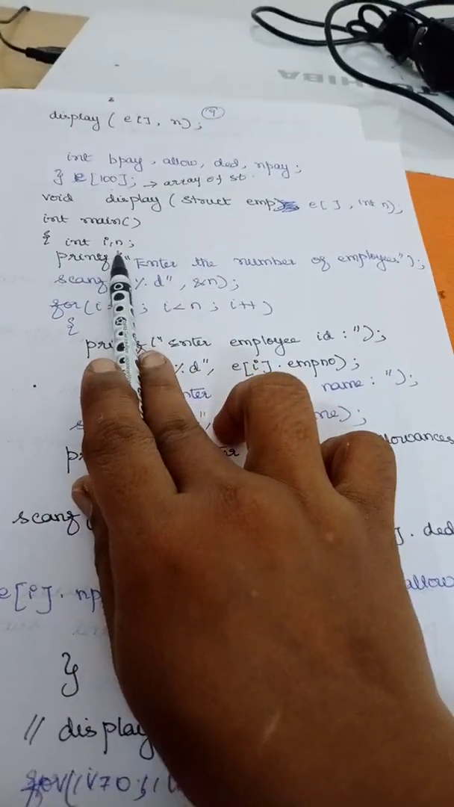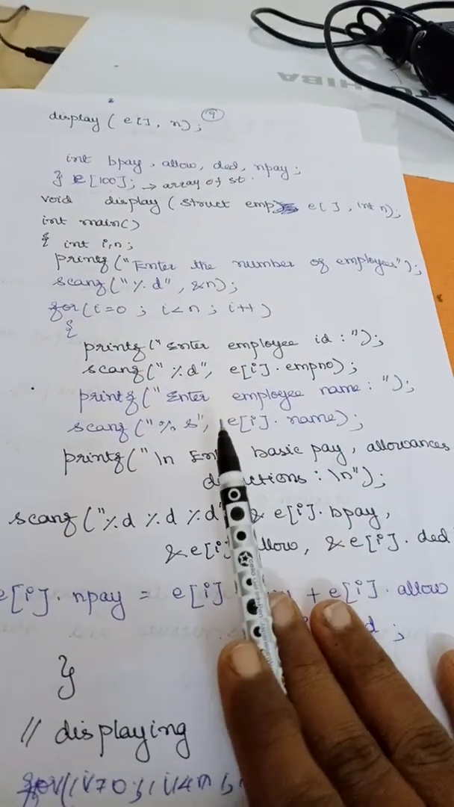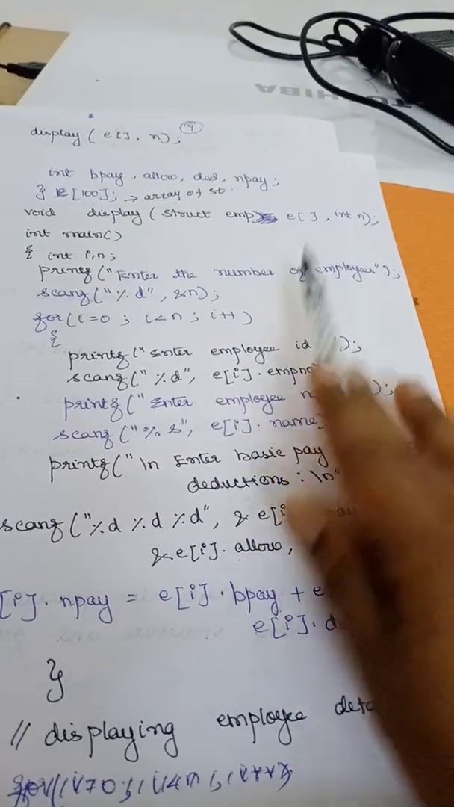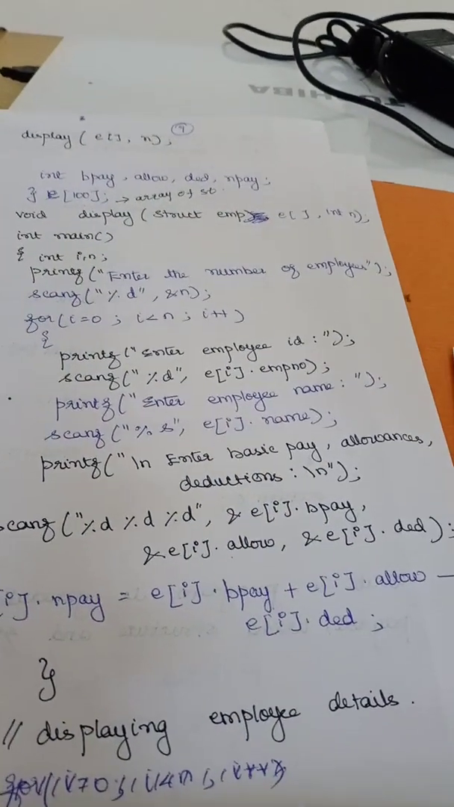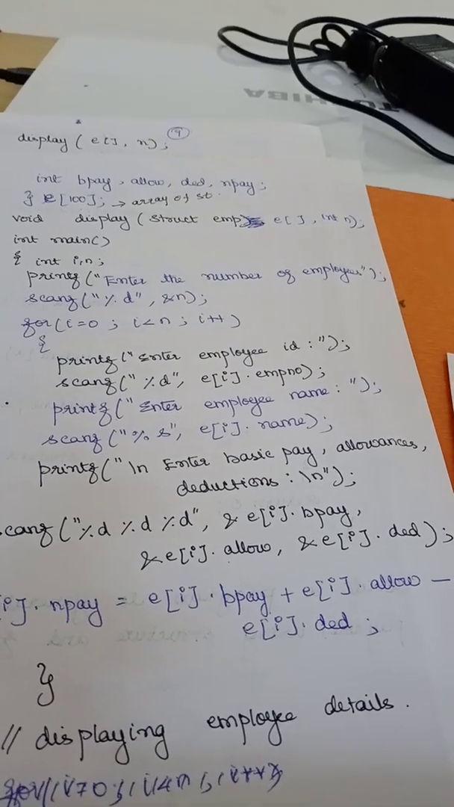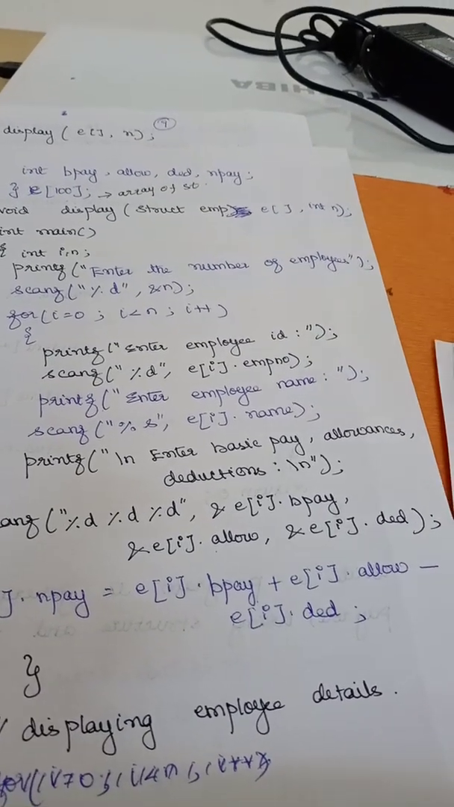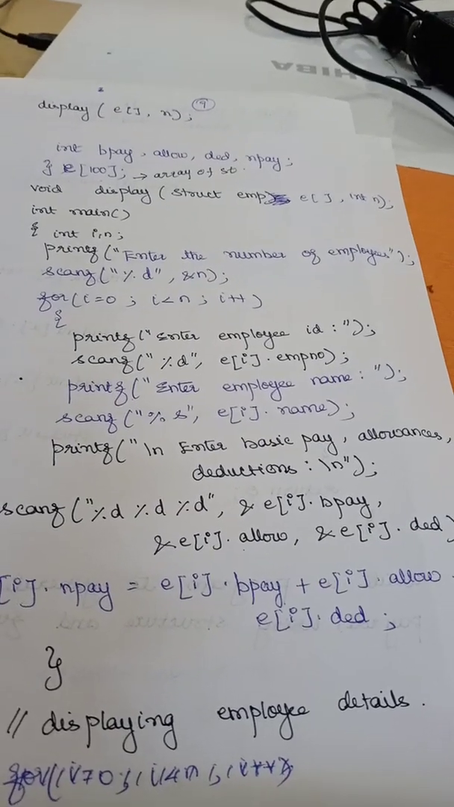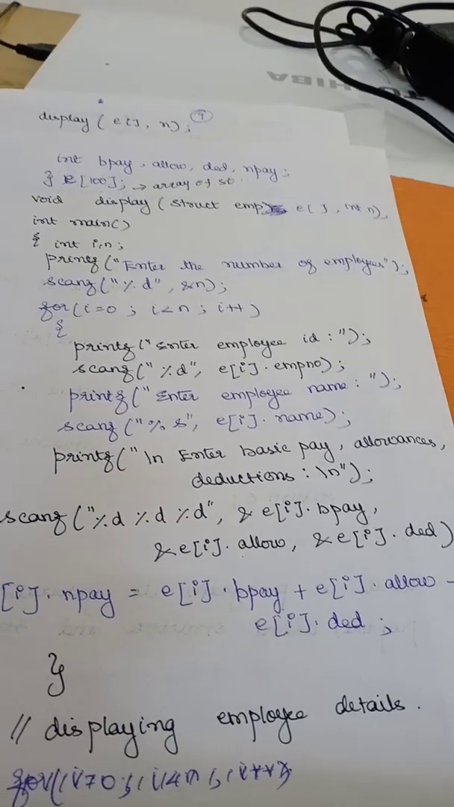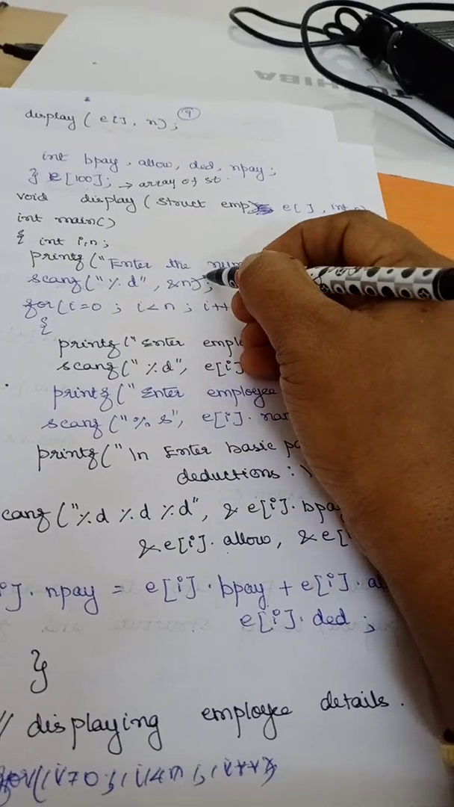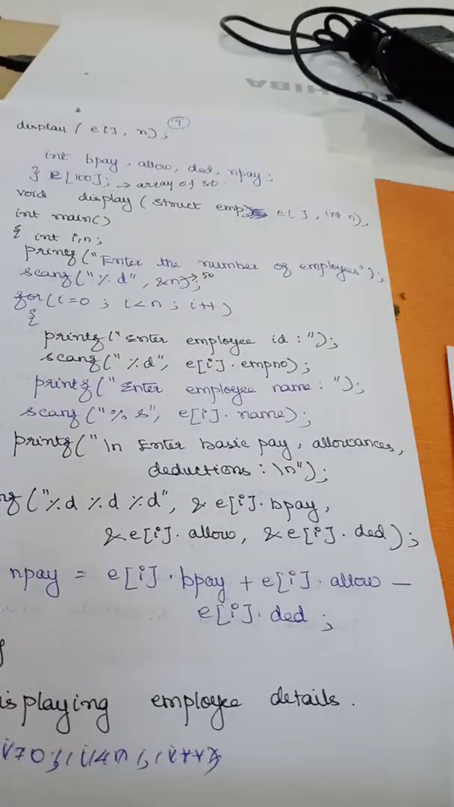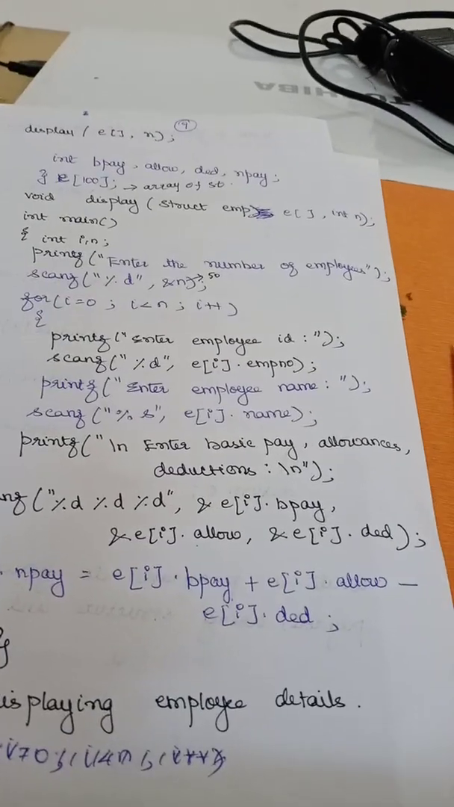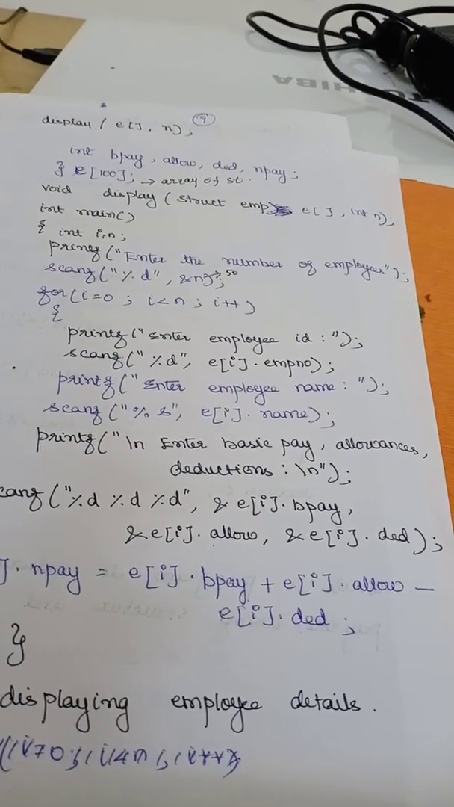Now int main. Here my main program starts. I am getting the number of employees, like how we have done in the previous program, enter the number of students. In biotech I told you there are 38 students. So here I will write number of employees. For example, the number of employees can be 50. Is that clear? For 50 employees I need to read all the details and I have to display.